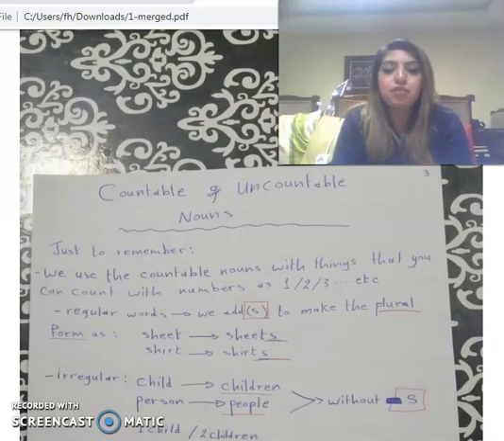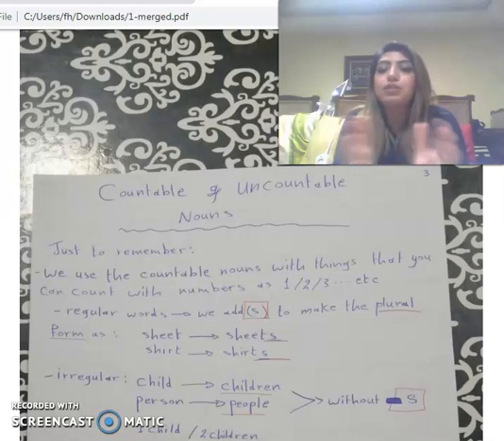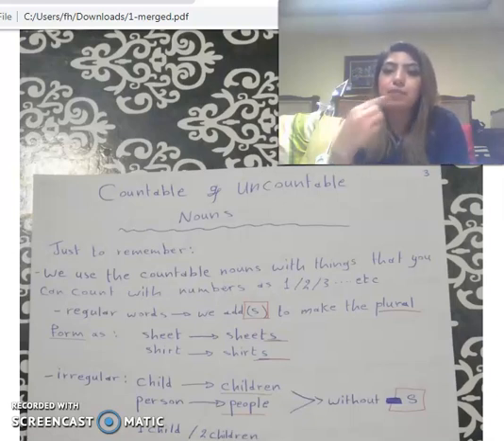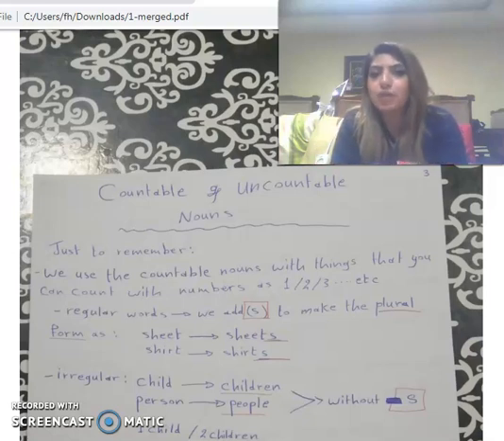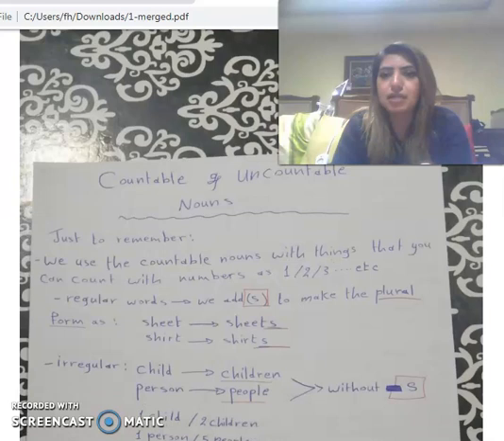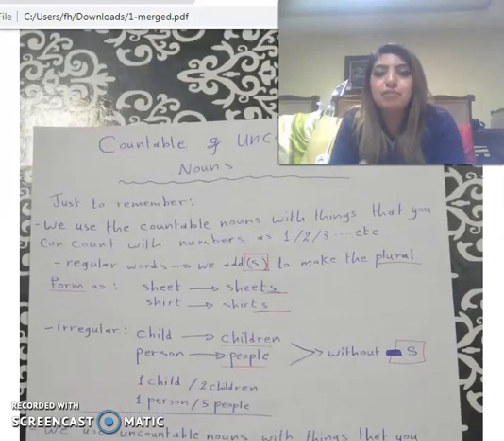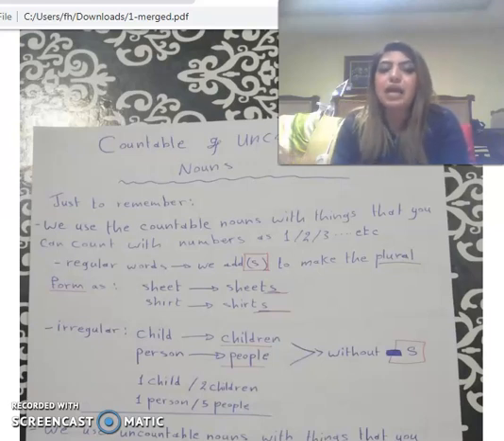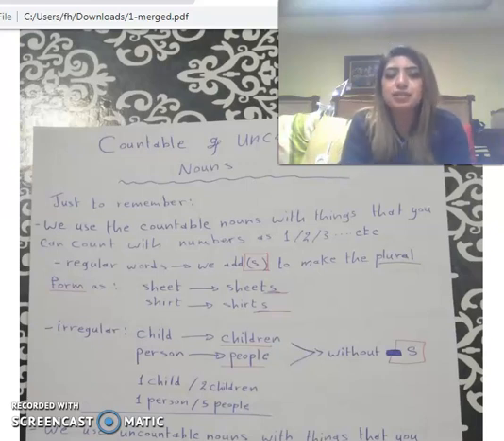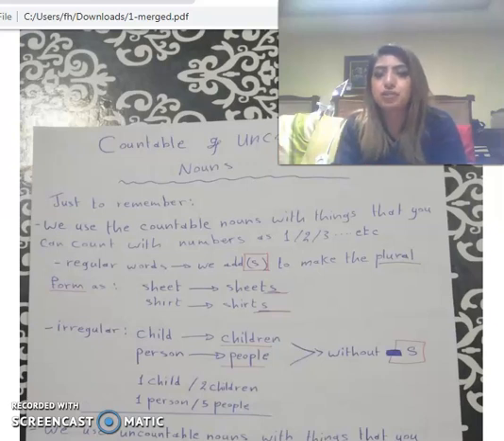Okay, let's move now to our second subject, which talks about the countable and uncountable nouns. We took the countable and uncountable nouns, but now we will talk about them more. Just to remember, we use the countable nouns with things that you can count with numbers as 1, 2, 3, etc. For the regular nouns and the irregular nouns, we had some rules. With regular words, we add the letter S to make the singular noun plural, so it is countable, like sheet, sheets, shirt, shirts.